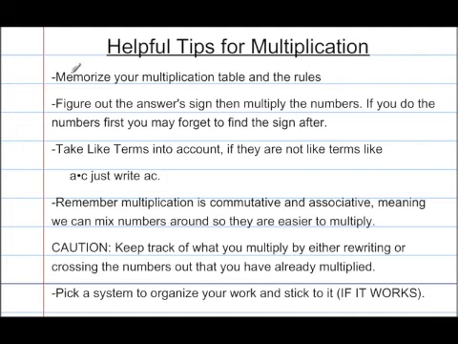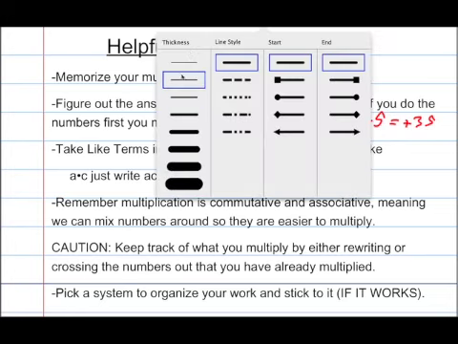Make sure you memorize your multiplication table and the rules. And figure out the answer sign, then multiply the numbers. If you do the numbers first, you may forget to find the sign after. So if I had something like negative 7 times negative 5, first I want to say, what's a negative times a negative? Okay, it's a positive. Then I want to do the number. 7 times 5, 35. Instead of just trying to do them both at the same time, this will keep it more organized and less likely for mistakes when you're doing something new.